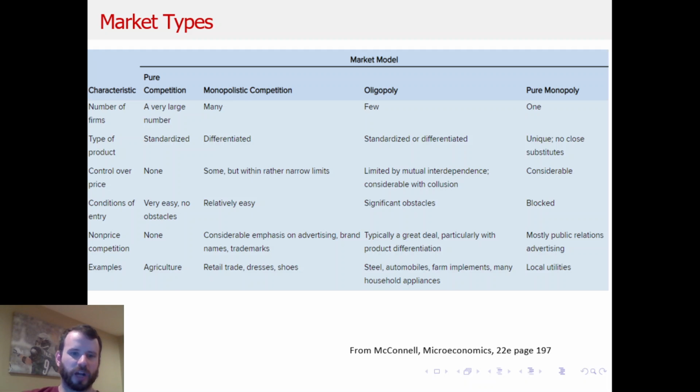Okay. Conditions of entry are pretty easy. Like I said, all you really need is a food truck and a spot. Non-price competition is essentially none for the halal truck. Location might matter, so there'll be some location competition. But in the real world, that perfect competition might not totally exist. But by and large, the food truck is more or less going to compete in price, and they're going to be price takers. Okay.